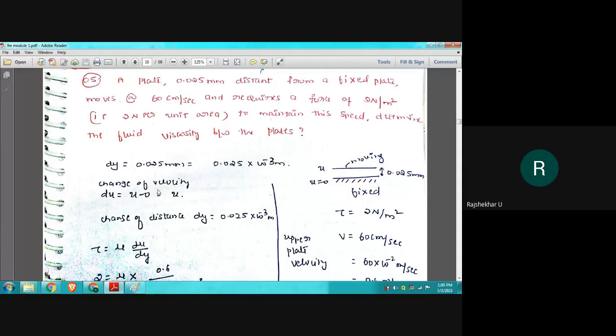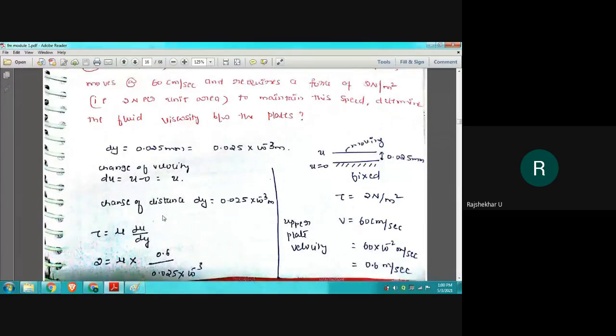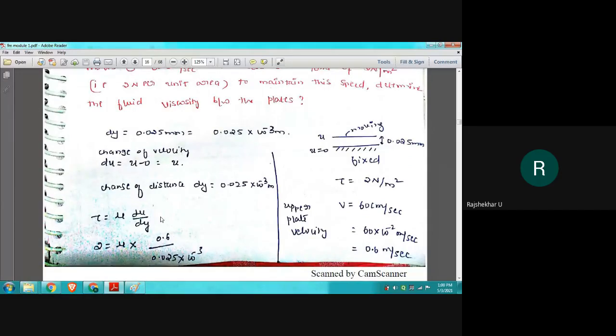And change of velocity: it is the velocity at this point minus the velocity at this point. The velocity here is u, and the velocity at the fixed plate is 0. So u minus 0 is u, that is du. Then the change of distance, dy, is already mentioned here, 0.025 into 10 power minus 3. It is given that tau is equal to mu into du by dy, so we have to find out the mu value.